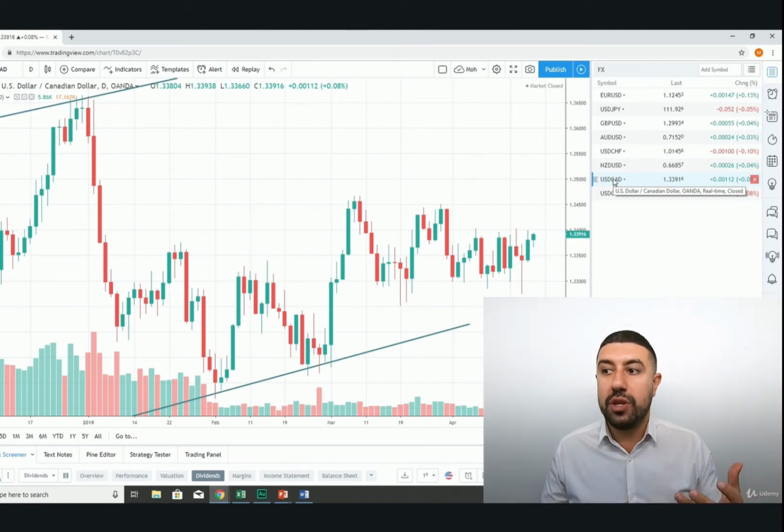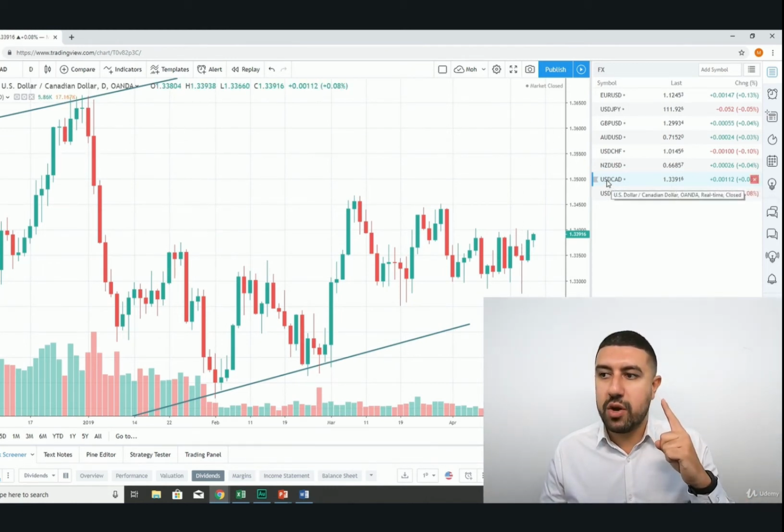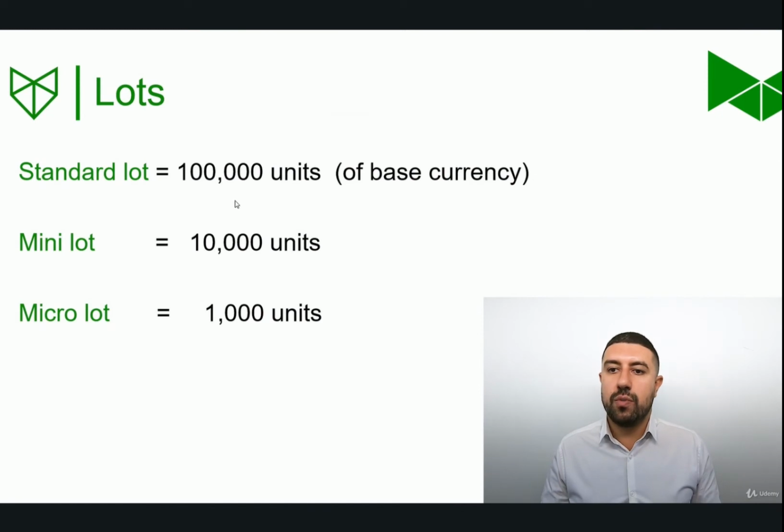Now, how much will it cost me in Canadian is going to be more, because a Canadian dollar is 1.33 for each 1 US dollar. So it'll cost me 133,000 Canadian dollars. But remember, a lot is always in the base currency. We're putting that amount of money in. So if you're buying any currency, one lot means you're going to buy an amount worth $100,000 of the base currency.